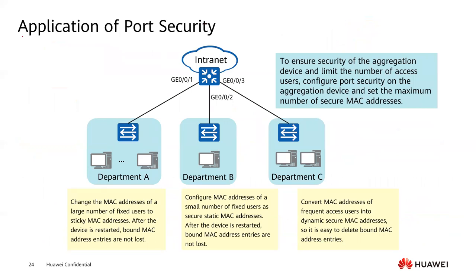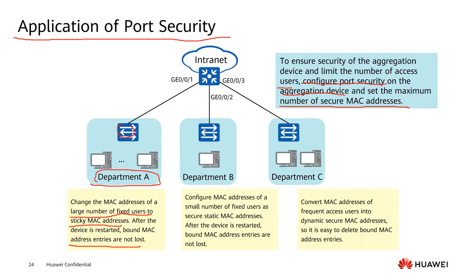Now let's look at the application of port security. To ensure security of the aggregation device and limit the number of access users, configure port security on the aggregation device and set the maximum number of security MAC addresses. For example, for department A, we can change the MAC addresses of a large number of fixed users to sticky MAC addresses. After the device is restarted, bound MAC address entries will not be lost.